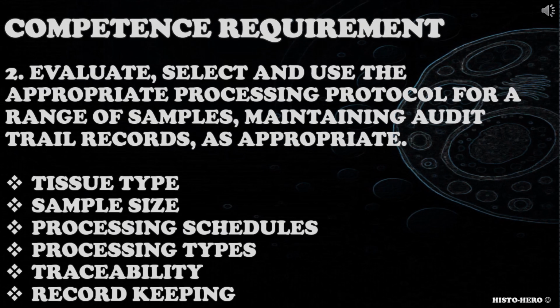The second competence requirement is evaluate, select, and use the appropriate processing protocol for a range of samples, maintaining audit trail records, as appropriate. Candidates should be able to evaluate, select and use appropriate processing schedules for various samples, and maintain audit trail. Which processing schedule does the candidate use in your lab?